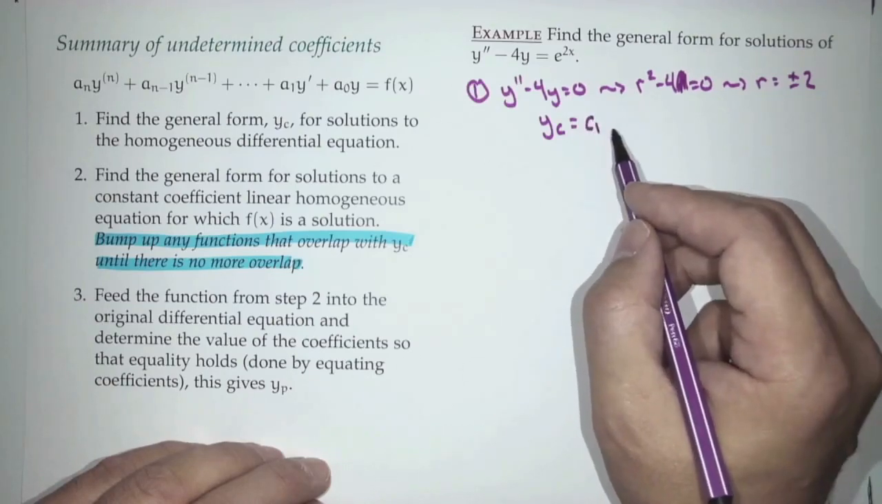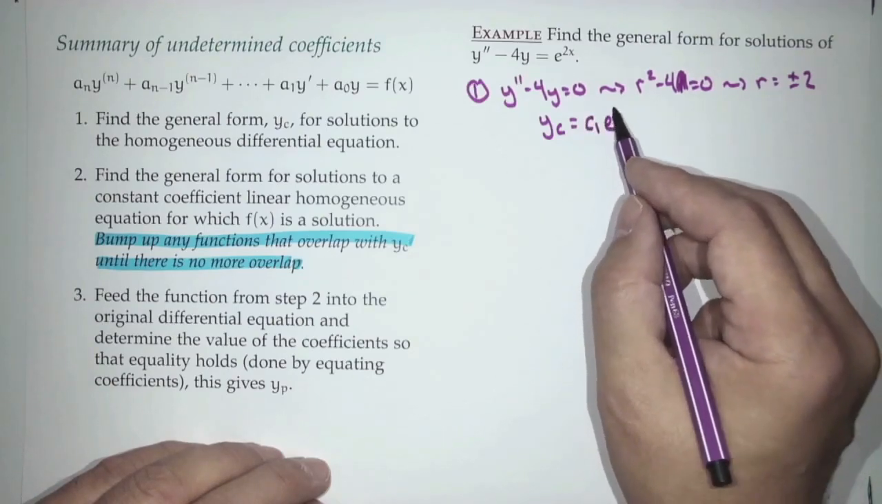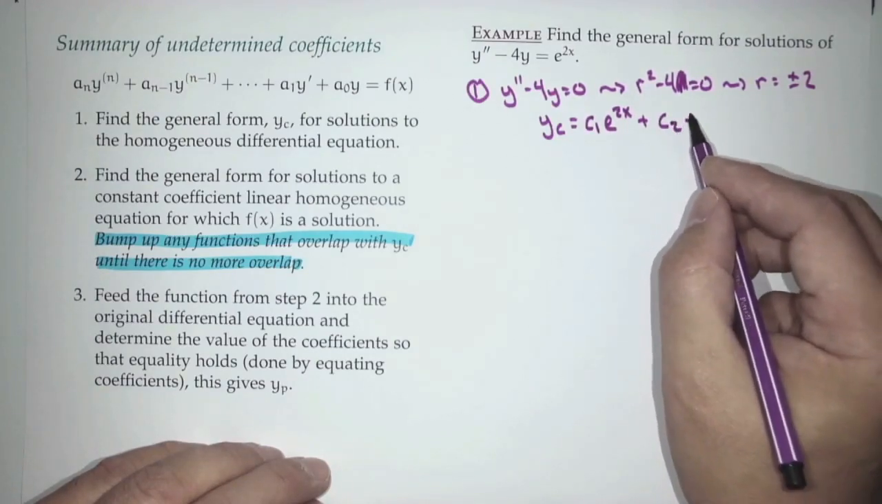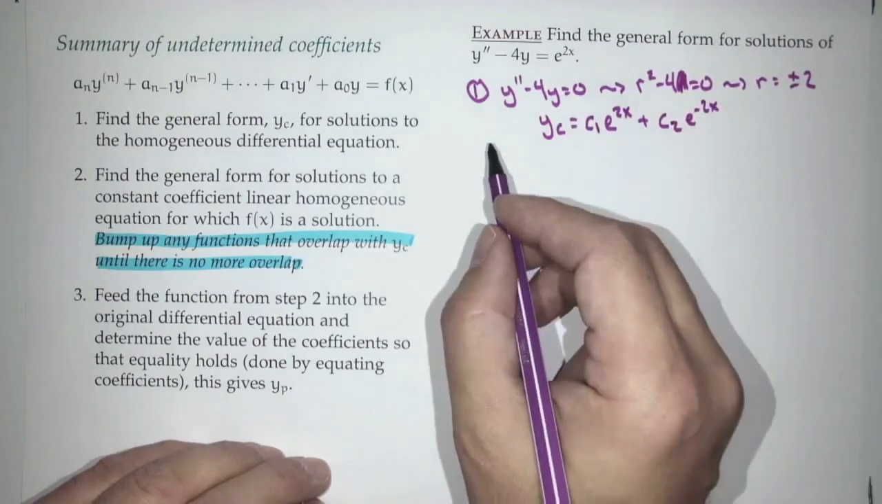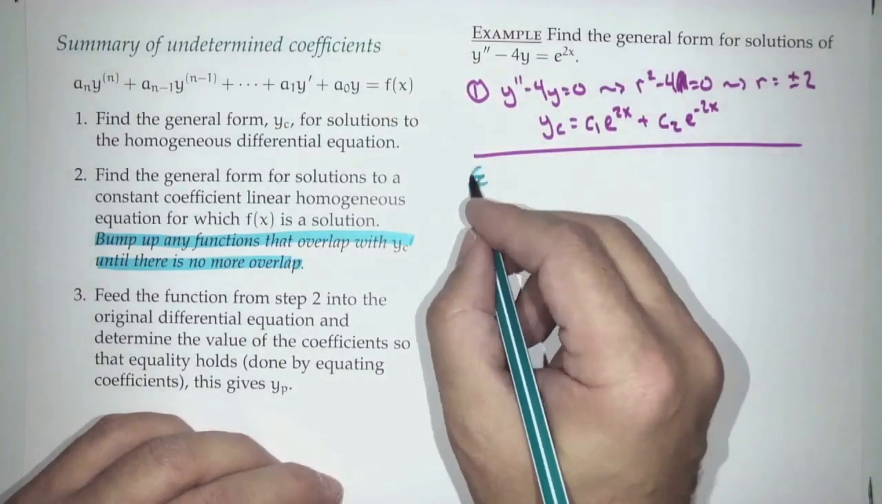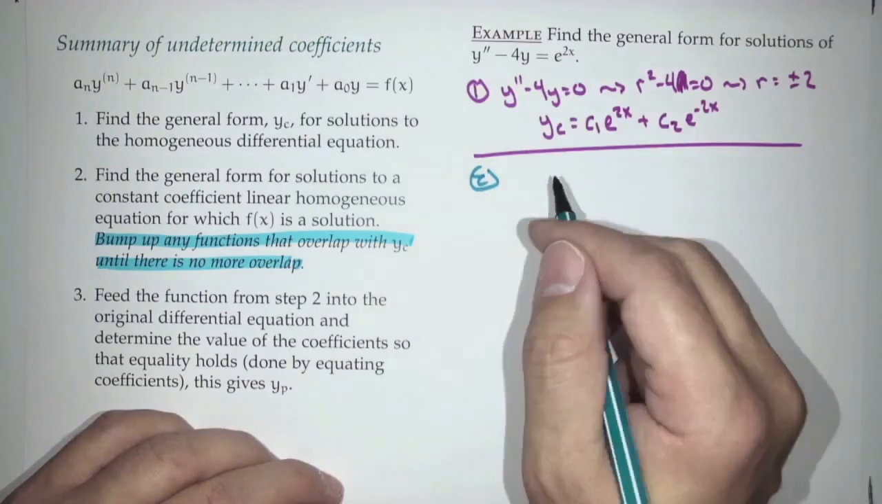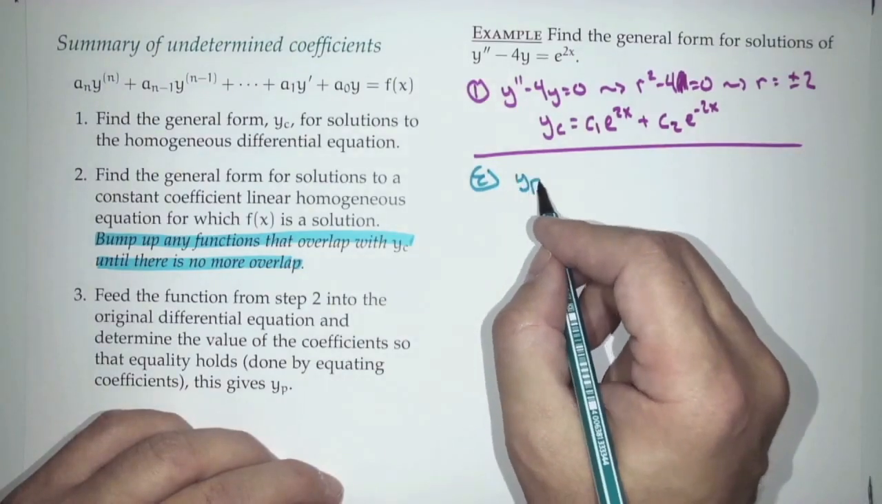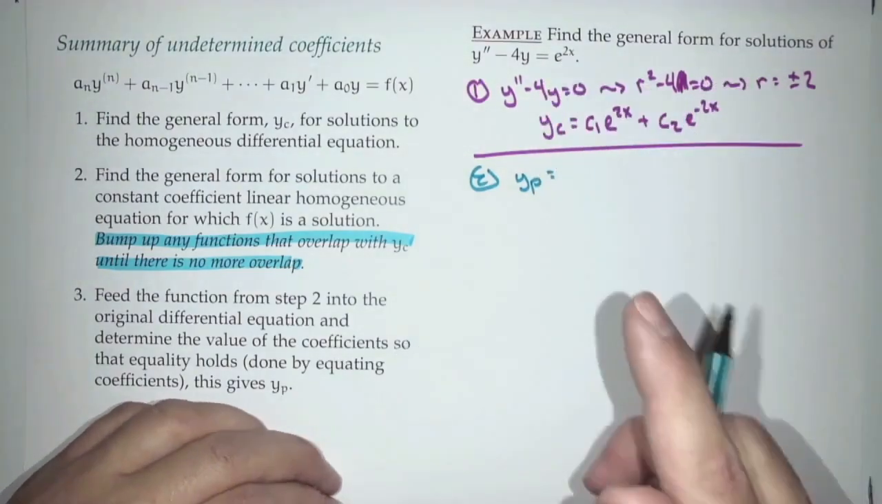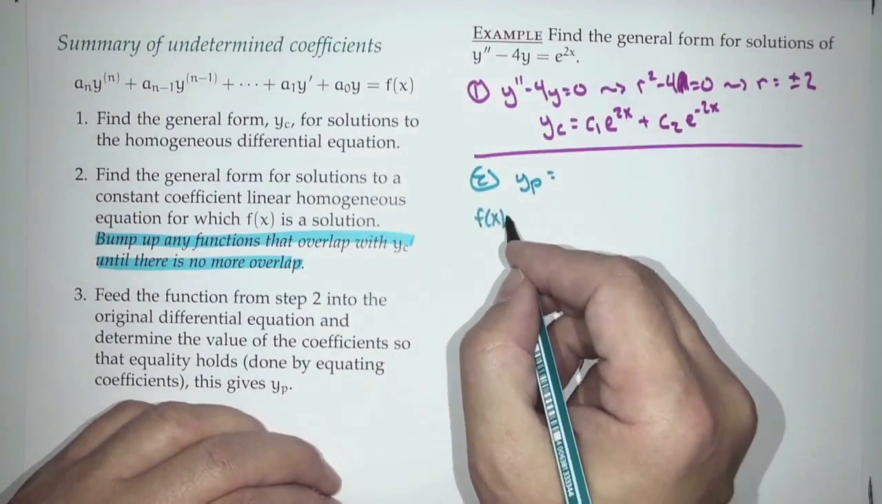Some constant, e to the 2x, plus some other constant, e to the minus 2x. Okay, so that's this first step. That's a step which hopefully you feel good about, because we've done that before. Step 2, we say, hey, e to the 2x. So, our first guess, since this is our f of x equals e to the 2x.